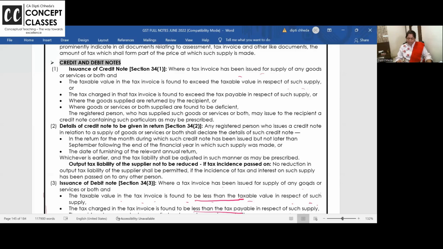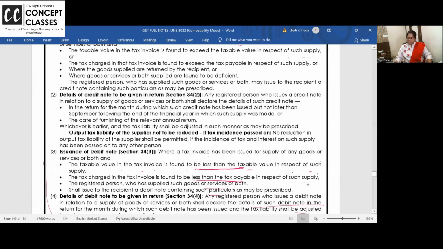Where goods supplied are returned or where goods supplied are found to be deficient, the registered person who has supplied the goods may issue to the recipient a credit note. When you are issuing a credit note, it is as good as amending the original tax invoice. Any registered person who issues a credit note in relation to supply of goods shall declare details of the credit note in the return of the month during which such credit note has been issued, but not later than September following the end of the financial year in which the supply was made, or the date of furnishing the annual return, whichever is earlier, and the tax liability shall be adjusted.